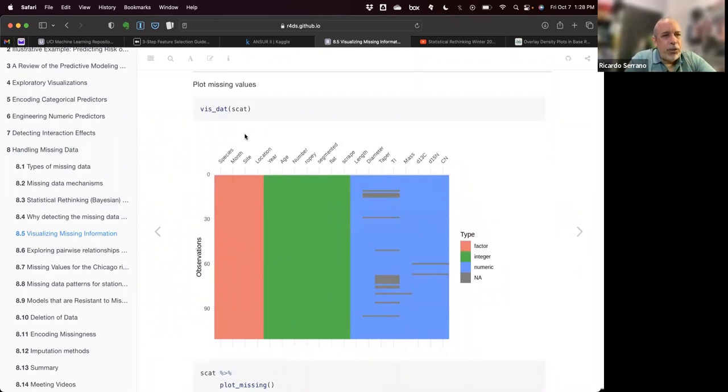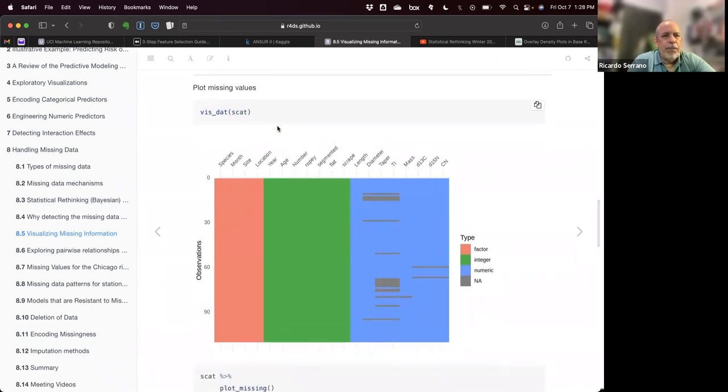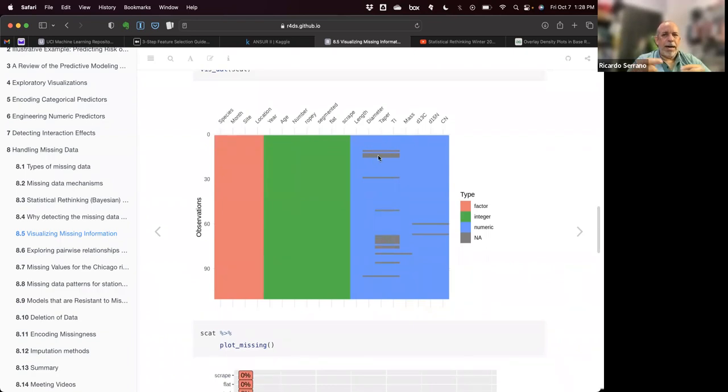Okay, so the first thing that you have to do is try to visualize your missing data. Try to get a landscape of what it is. So from the visdat package is this function. We divide the data set between the types of data that you have: categorical factors, integers, numeric, and of course the NAs. And as you can see, the NAs are kind of clumped, right? And go across some variables. In other words, they're not unique. So you can see that, for example, Diameter, Tapir, and TI, they have a relationship in terms of when the missing data is occurring. Okay, and also we can check maybe if the missing data is associated with a species in particular or not.